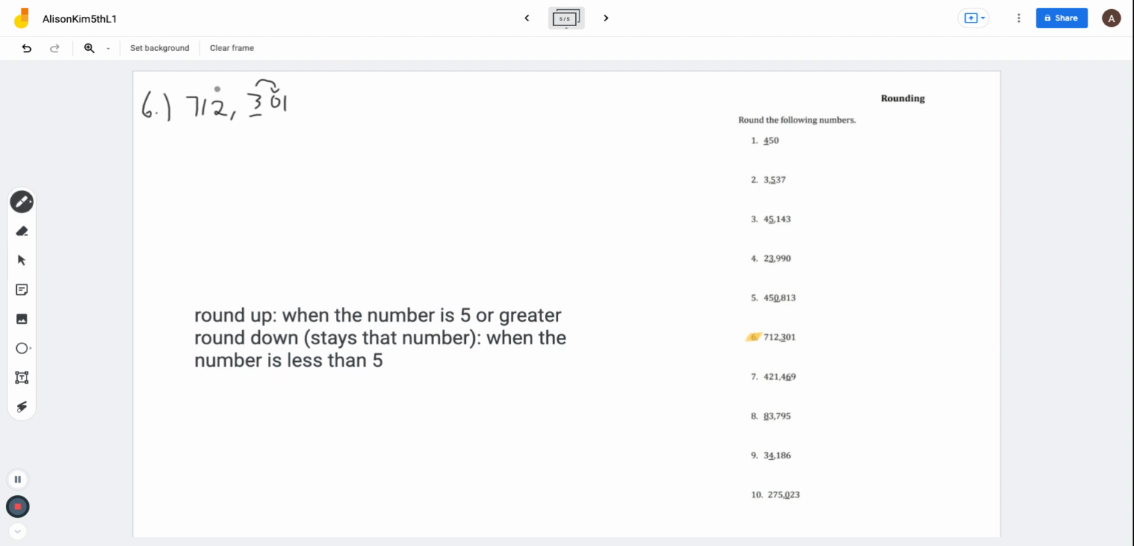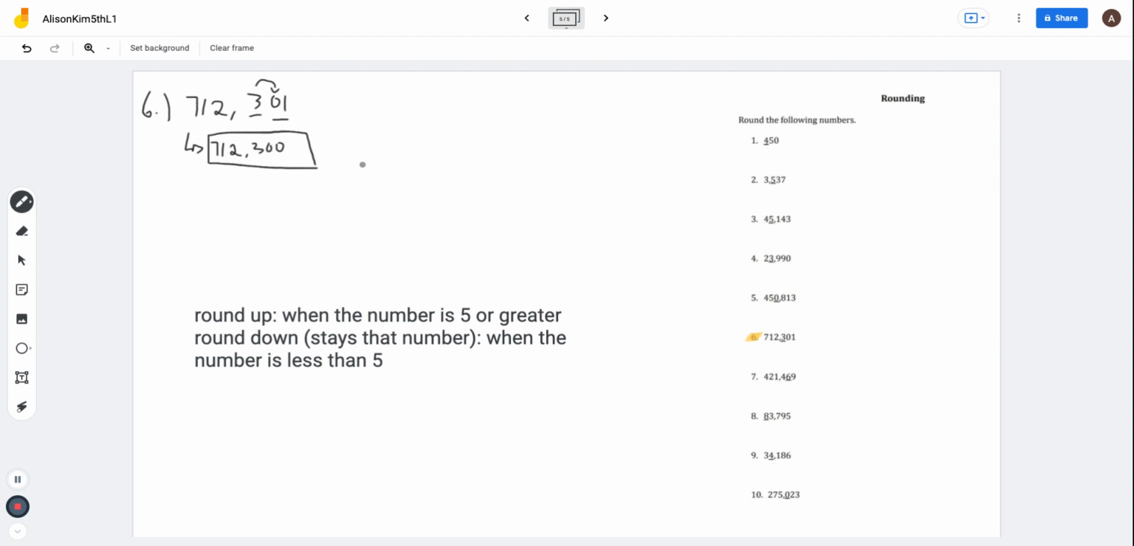And I'll show you what I mean. So for number 6, it gives us 712,301. The number underlined was 3, and we had to look to the right of it, which was 0. And as we can see, 0 is obviously less than 5. So we're going to have to round down, right? And rounding down doesn't necessarily mean that you have to turn a 3 into 2. You basically round down the numbers next to it. So you just turn these two numbers into zeros. We're going to leave the 3 the same, and it's going to be 712,300. And that's what it means to round down.